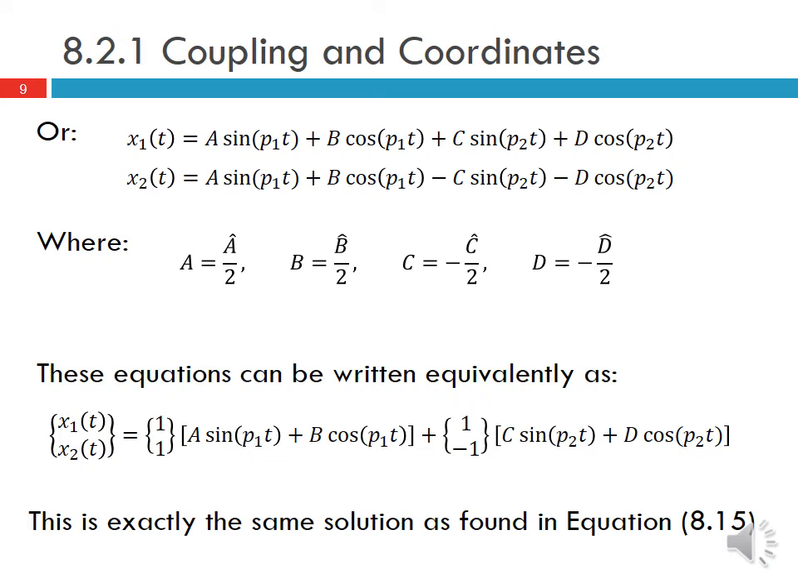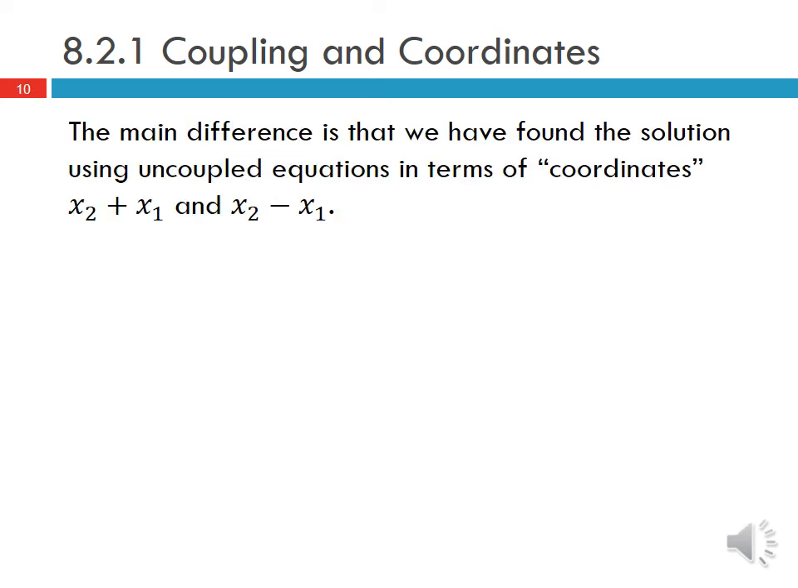And this is exactly the same solution that we found in equation 8.15 in the previous section, where in that case we had the coupled equations, we found our natural frequencies from the characteristic equation, and then we found our mode shapes, which were 1, 1, and 1, minus 1. But here with the uncoupled equations, we were able to find the equivalent solution much more directly. So the main difference here is that we have found the solution using uncoupled coordinates, or uncoupled equations, in terms of these coordinates that we've called x2 plus x1 and x2 minus x1.